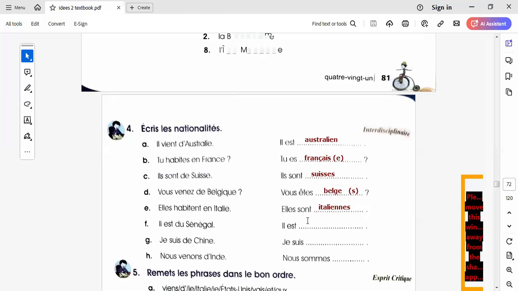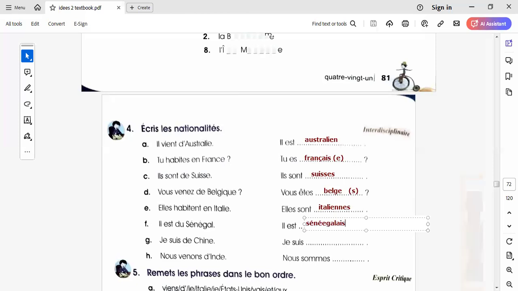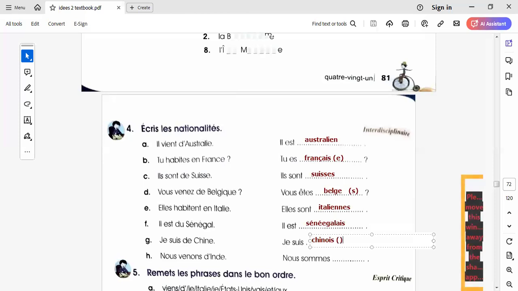Il est du Sénégal. Il est Sénégalais. Accent. You cannot forget accents. Je suis de Chine. Je suis Chinois or Chinoise. Because gender is not mentioned, je can be masculine or feminine.